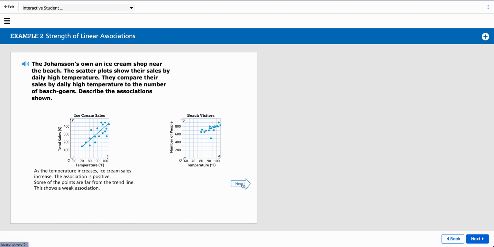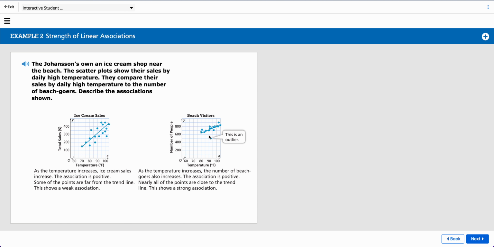We learned that word yesterday, cluster. Okay, so this one, as the temperature increases, the number of beachgoers also increases. So it's also a positive association, but nearly all of the points are close to the trend line. This shows a strong association. So positive weak association, positive strong association. We don't let this one outlier here change the strength of our association. One outlier doesn't hurt us.